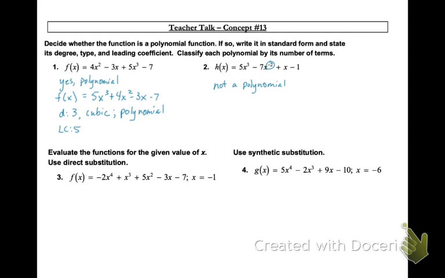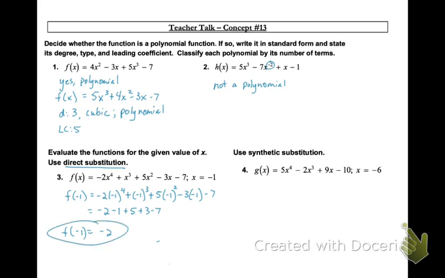So number 3 says evaluate the functions for the given value of x. And on 3 we're going to use direct substitution, which means that you're going to plug in -1 for x. So we'll have -2 times -1 to the 4th plus -1 to the 3rd plus 5 times -1 squared minus 3 times -1 minus 7. So you want to do those exponents first. So it would be +1 times -2, which is -2. -1 to the 3rd power is -1. We'll end up with +5 plus 3 minus 7.